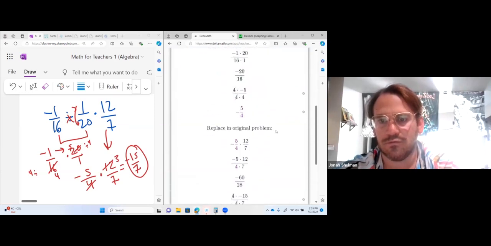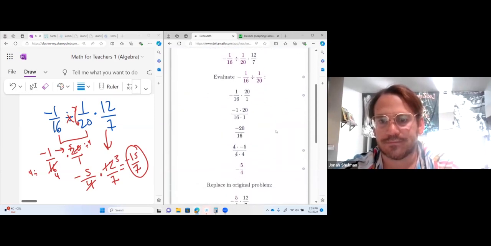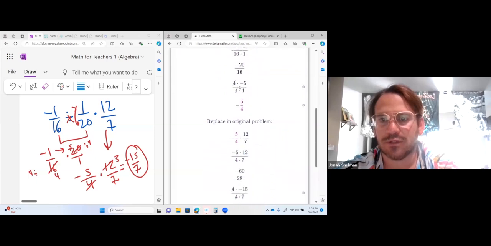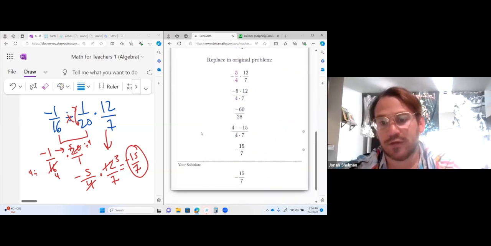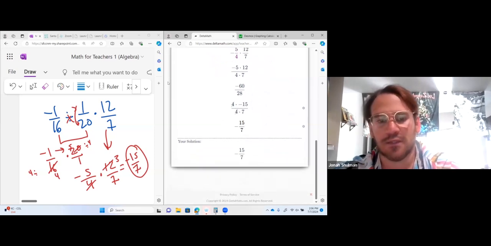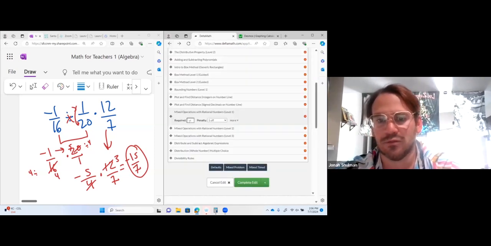Beautiful, beautiful. They multiplied by the reciprocal. They simplified. Perfect. They multiplied. Oh, I simplified first. So they simplified at the end. I simplified at the beginning, so I would do less mental math.